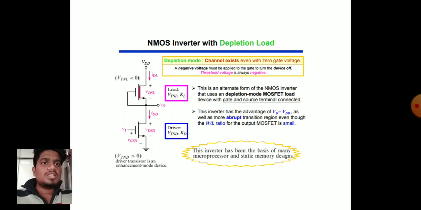NMOS inverter with the depletion load. In depletion mode, a channel exists with zero gate voltage. A negative voltage must be applied to the gate to turn the device off. The threshold voltage is always negative. This is an alternative form of NMOS inverter that uses a depletion mode MOSFET load device with gate and source terminals connected. This inverter has the advantage of V0 equal to VDD as well as a sharper transition region even though the W by L ratio for the output MOSFET is small.